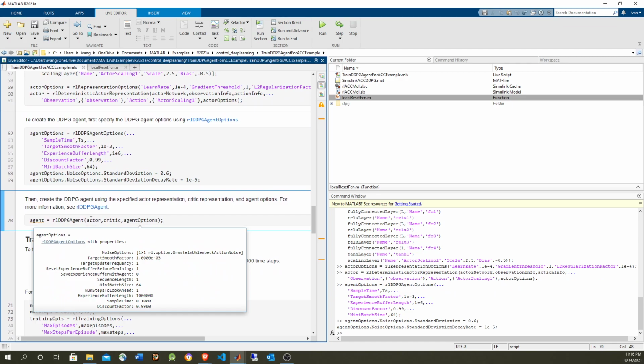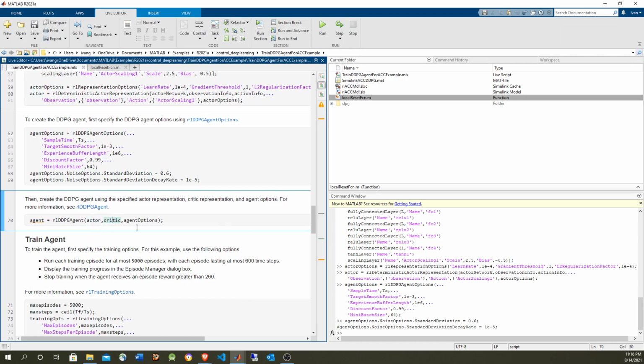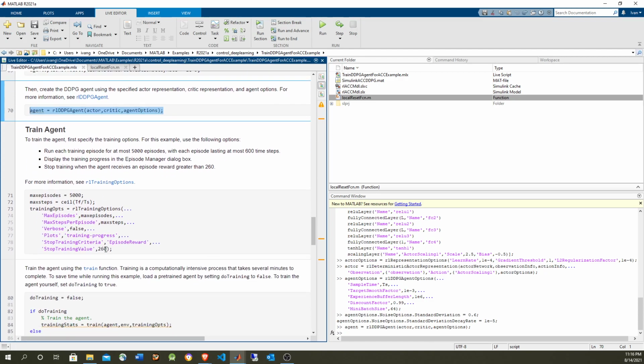Okay, now we have the actor, we have the critic. The actor again is gonna determine the action. It's a neural network that determines the action. The critic is the neural network that determines the long-term reward and the options. And with that, we got our agent. And now we're gonna train it.